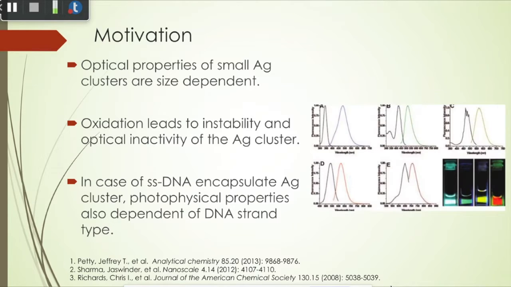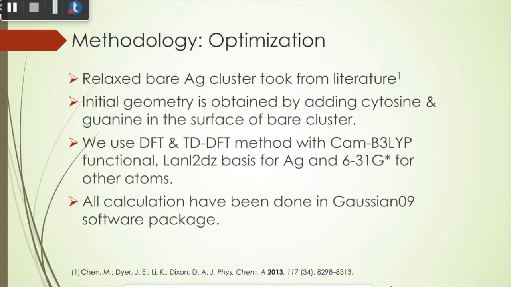Another thing is that they synthesized the silver cluster using very different types of single strand DNA, and depending on the types of the single strand DNA, meaning the population of cytosine, guanine, or other nucleotides, it can produce green emitting or blue to red emitting silver clusters. So ligation is also important in this case. That's why I'm trying to figure out the importance and how the photophysical properties change with the oxidation and the ligation types.